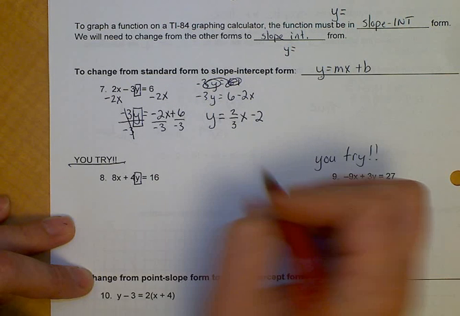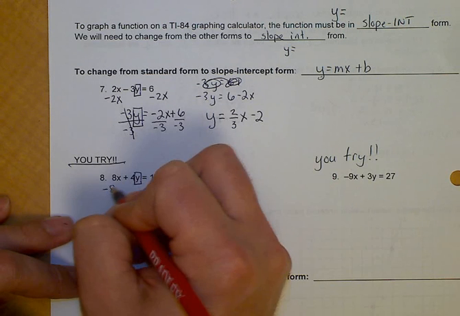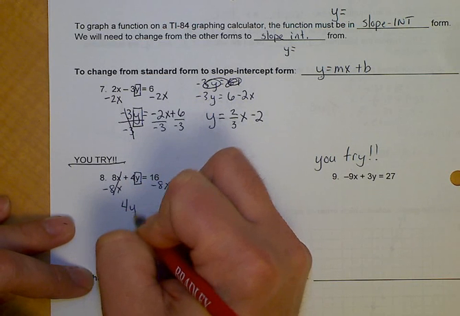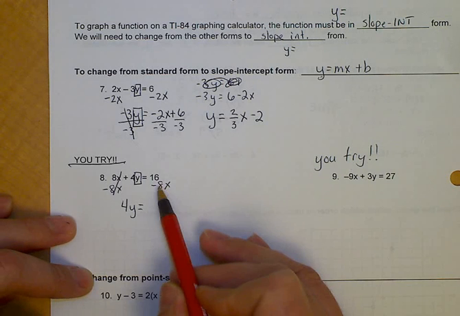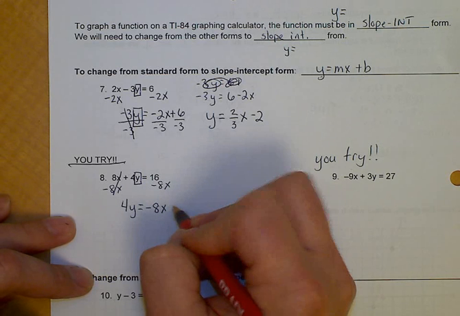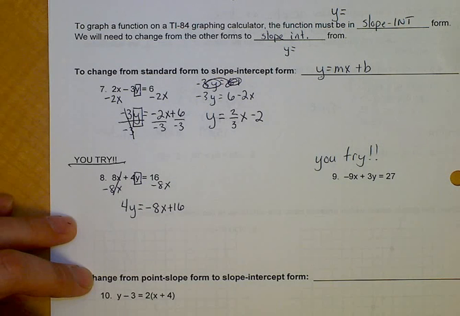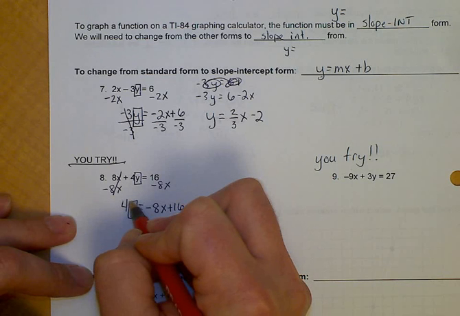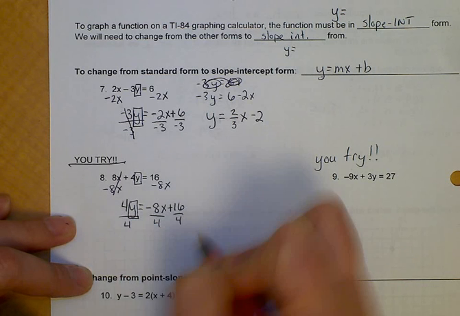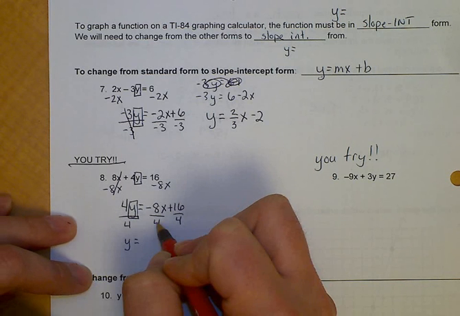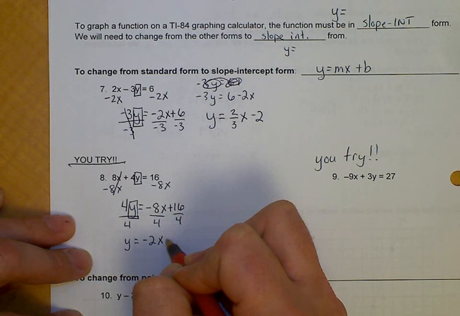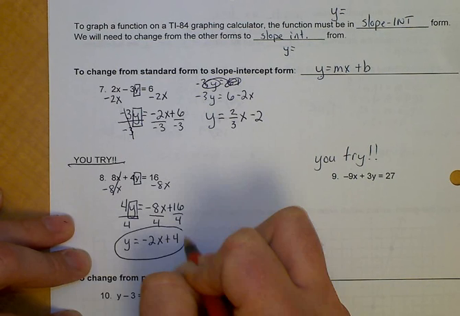Okay, I need to get this over to the other side, so I'm going to subtract 8x. Okay, so those cancel. This side I'm left with 4y equals, and I'm going to rewrite this with the x first. So it's negative 8x. That's a positive 16, so it's plus 16. Alright, now I want to get y by itself still, so how do I undo this multiplication? I divide everything by 4. So y equals negative 8 divided by 4 is negative 2x. 16 divided by 4 is 4. Okay, so that's in slope-intercept form.